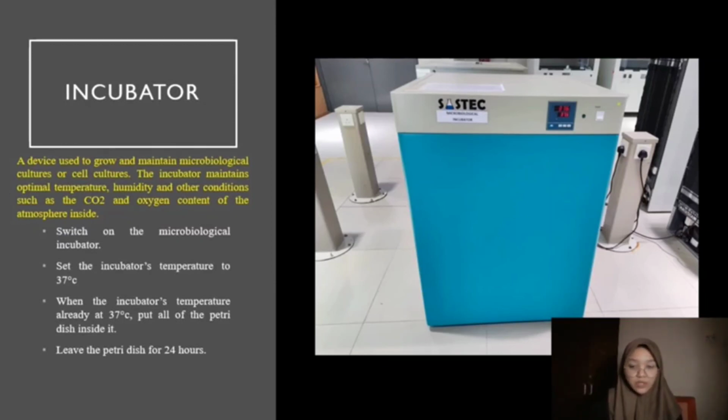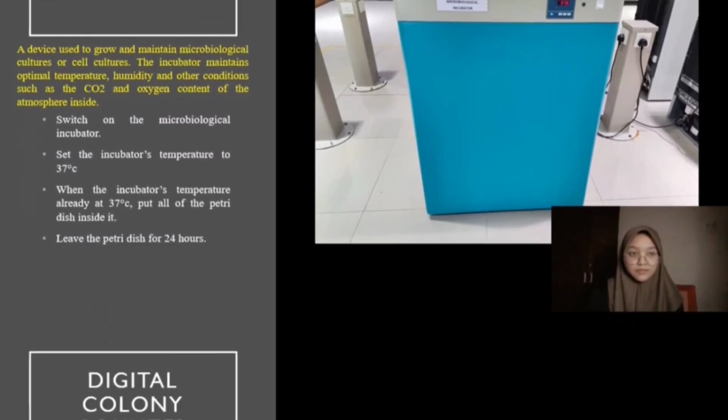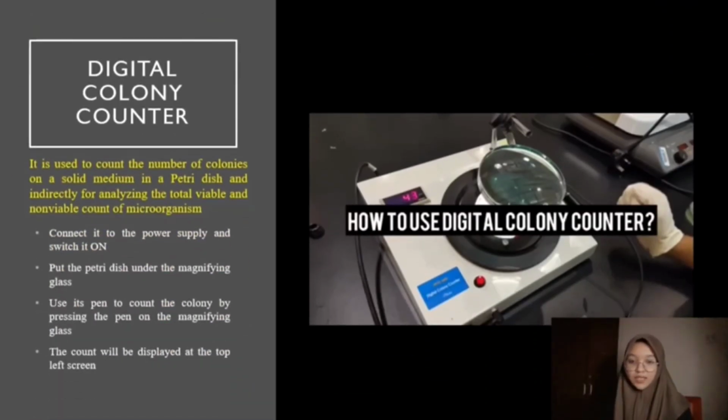So that's all for incubator. Let's proceed with the last equipment. Okay. This is the last equipment, which is digital colony counter. It is used to count the number of colonies on a solid medium in a petri dish and indirectly for analyzing the total viable and non-viable count of microorganisms.